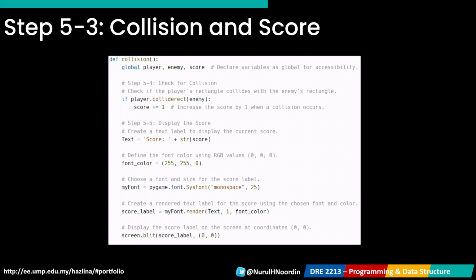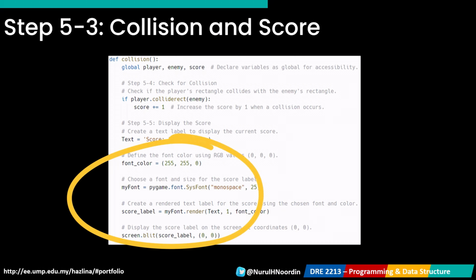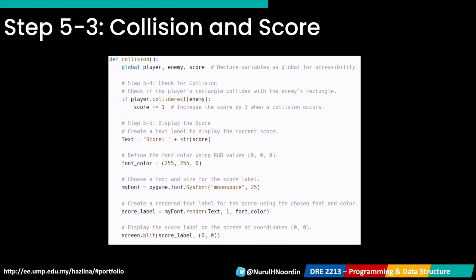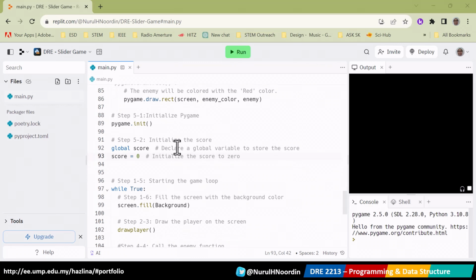But what's a score without being displayed? So, we create a text label, "Score: X", where X is the current score. To make it look good, we choose a font size and font color. It's your chance to add an aesthetic touch to the game. And finally, we display the score label on the screen. It's a small but essential element that keeps players informed and engaged.